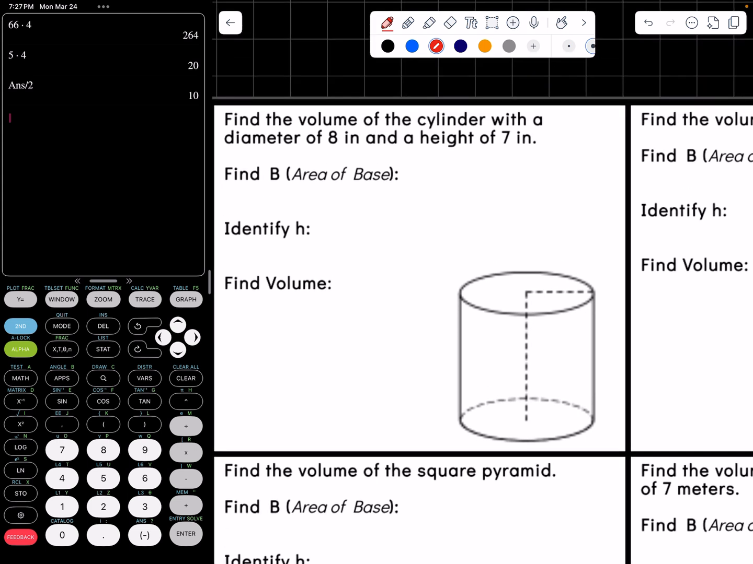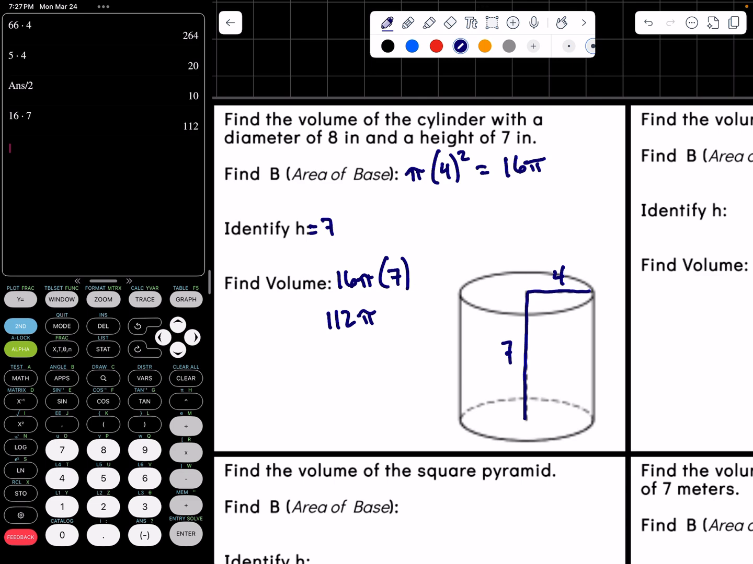For our cylinder, we have the volume of the cylinder with diameter of 8. If its diameter is 8, that means its radius is going to be 4 inches. The height is going to be 7 inches. So I know that my height is 7, the area of my base, pi r squared, which is 4 squared, is going to equal 16 pi. And I'm just going to take that 16 pi, multiply that by 7. 16 times 7 gives me 112 pi.